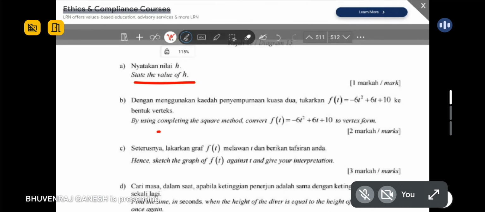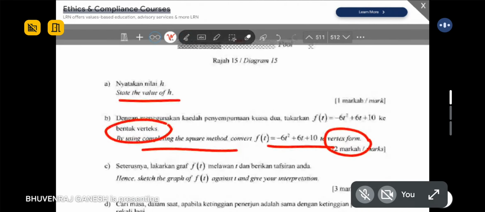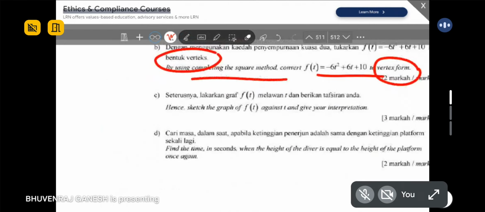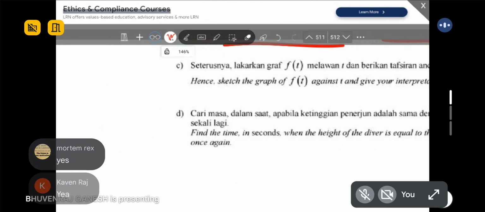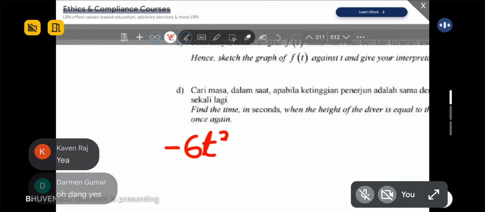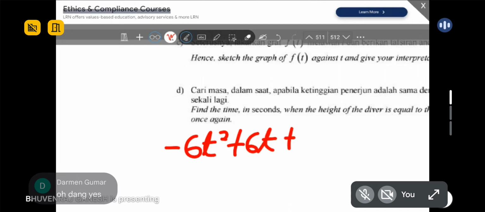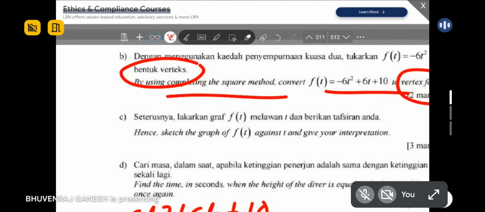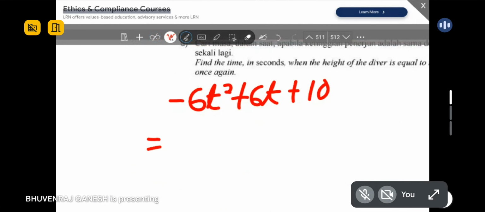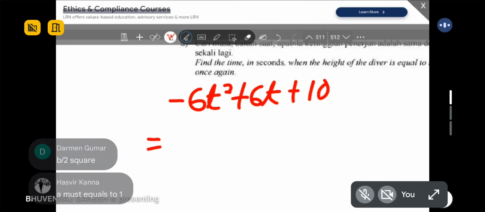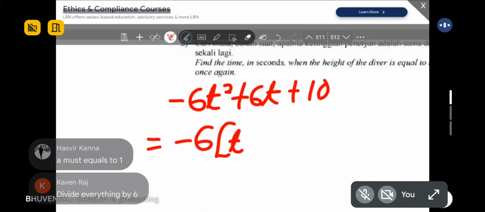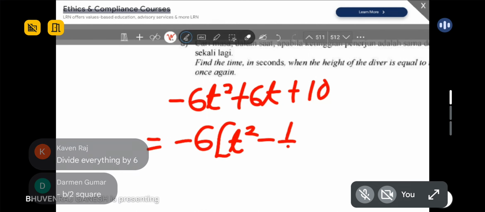Question B. Use completing the square, vertex form. Do you all still remember, guys? CTS, Kaedah PKD for BM. Very important. So first step, what you guys must do in CTS? Very important. First step, if you guys still memorize, what should I do? Anyone? Come on. Yes, your a value must equal to 1. Nilai a mesti jadi 1.